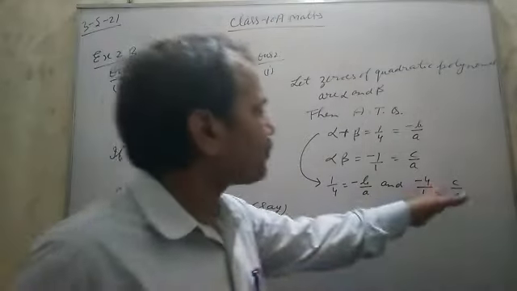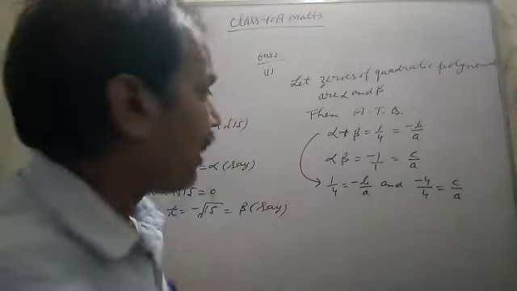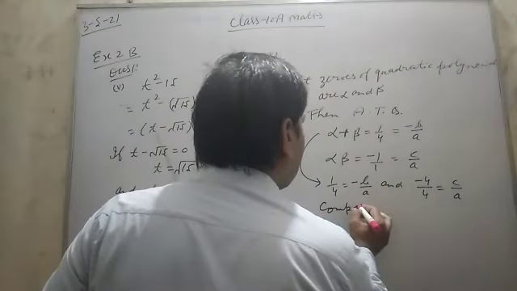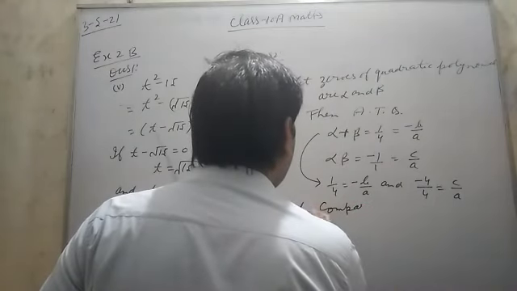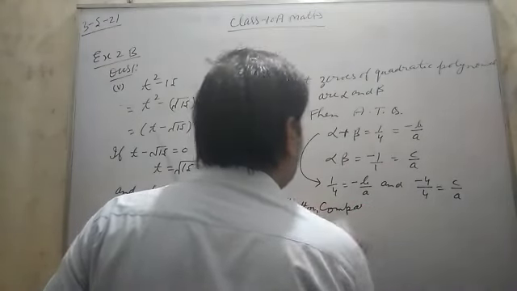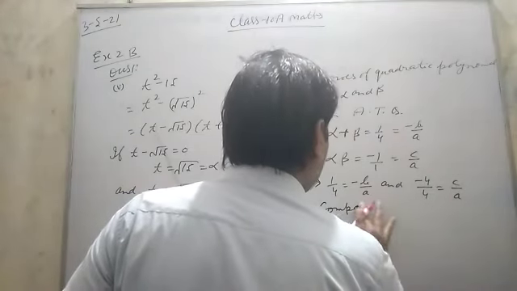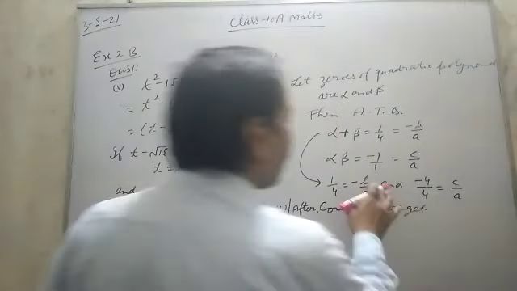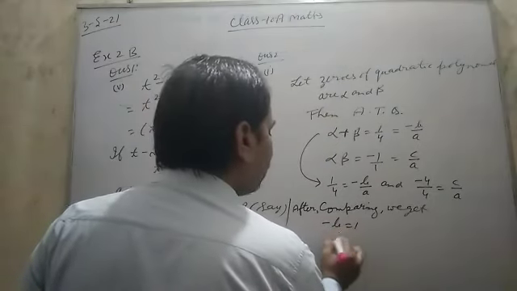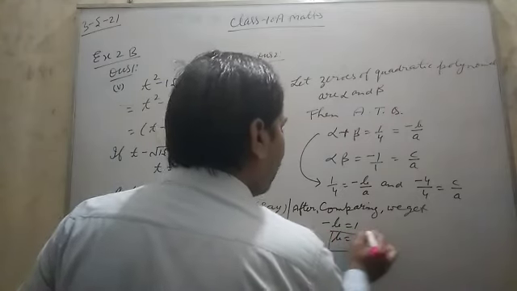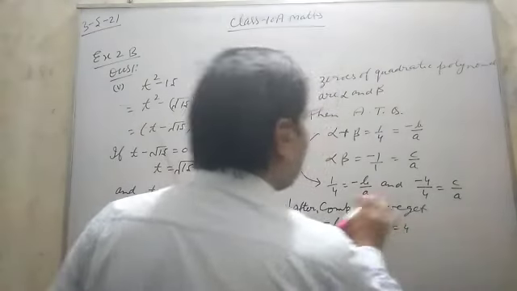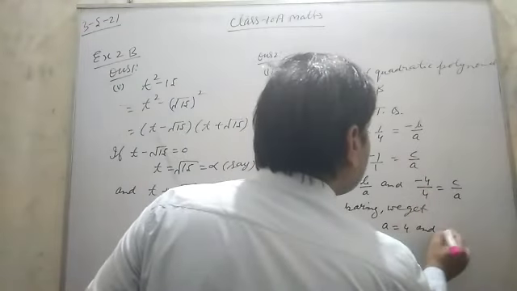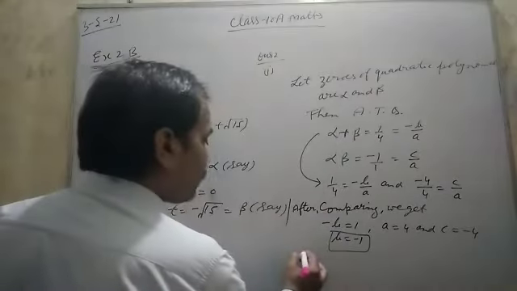When you solve, it will also be equal to minus 1 upon 1, and after that compare it. After comparing, what we will get is minus b is equal to 1, which means b is equal to minus 1. a is equal to 4 here also, that's why we multiplied and divided, and c is equal to minus 4.